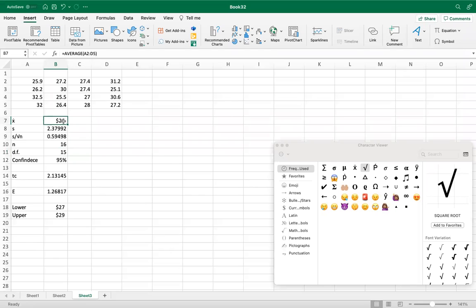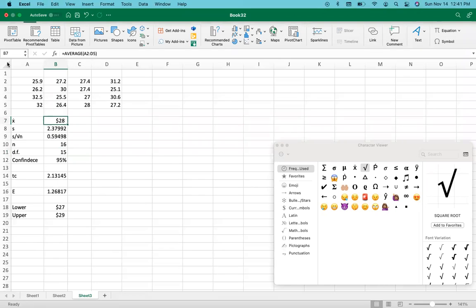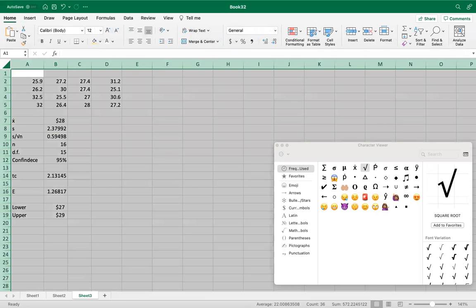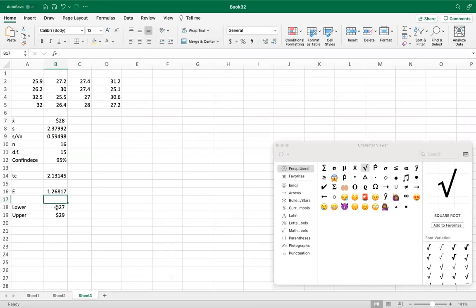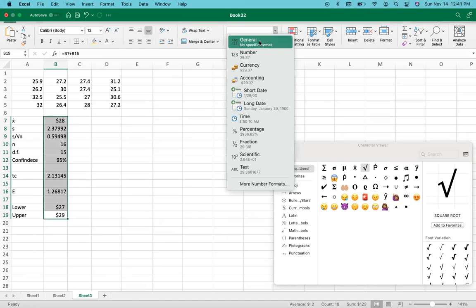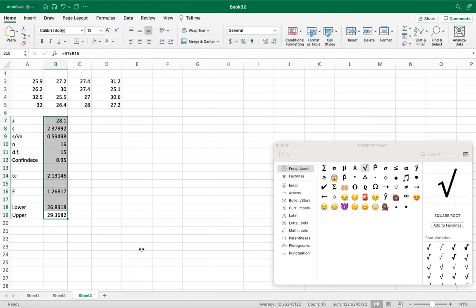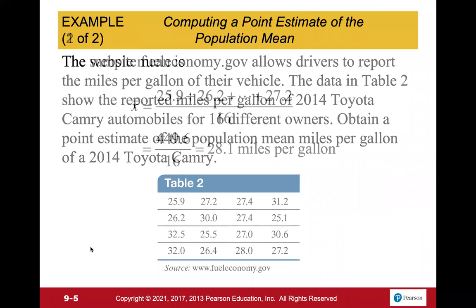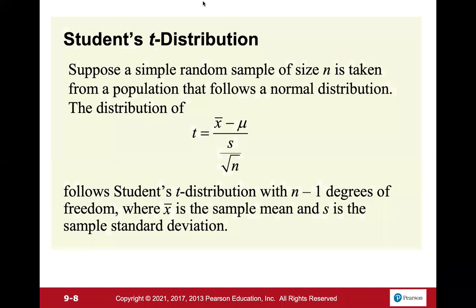So this is actually not money. So what we could do is come over here to home and just say that it's general. So not money. And not money. All right, much better. So now our data matches what they have over here. So let's just go back.